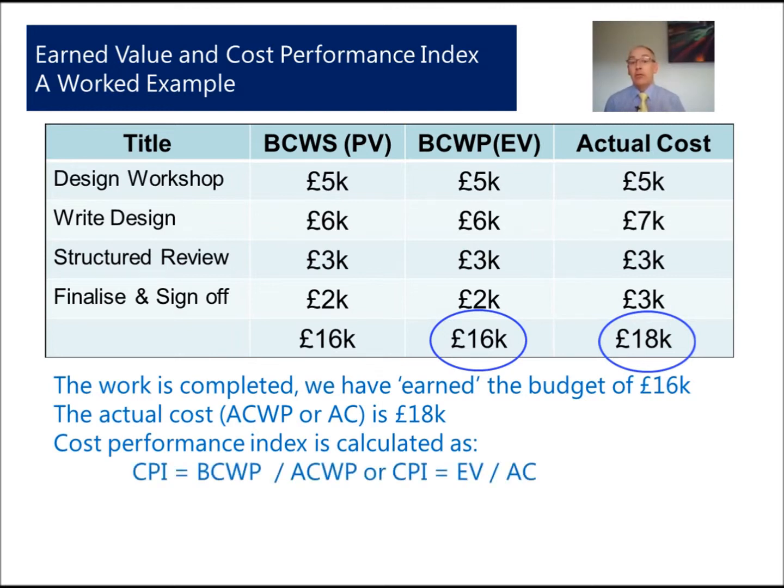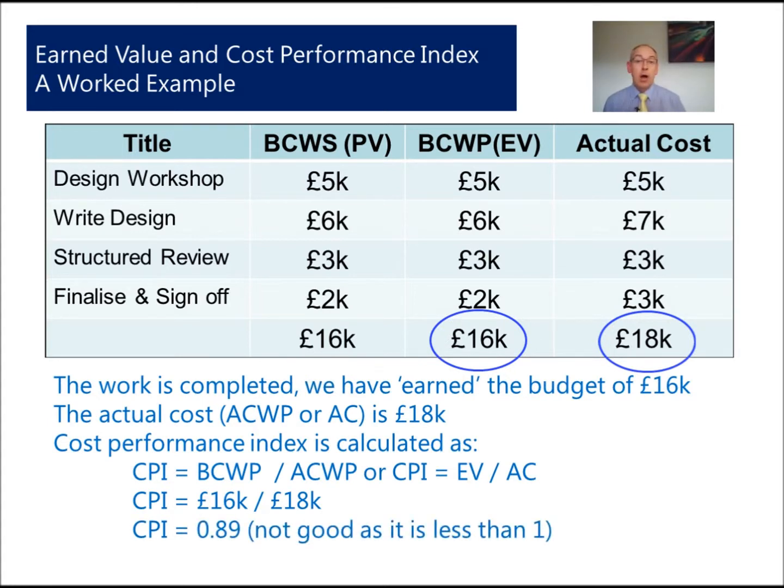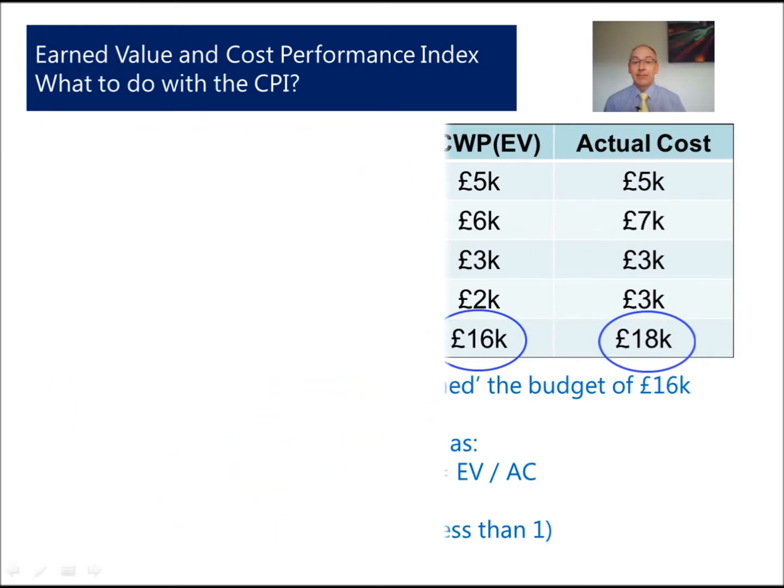So remember, the CPI is the BCWP divided by the ACWP, or CPI equals EV divided by AC. So £16,000 divided by £18,000 gives us a CPI of 0.89. Now the target is to have a CPI of 1, and this is less than 1. And we'll come on to the reasons why we want to know this next.